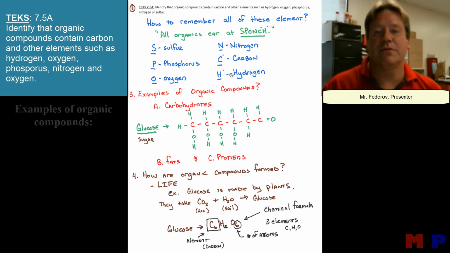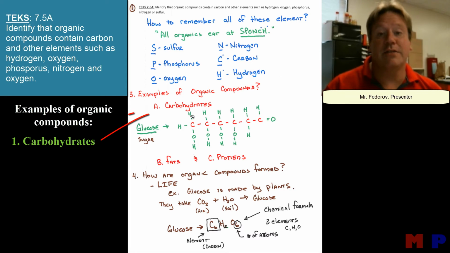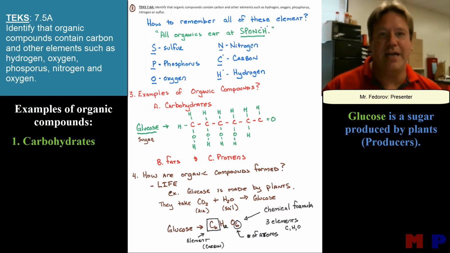So what are some examples of organic compounds? Well, the first one that we talk about is carbohydrates. Carbohydrates are sugars, essentially, and one that we're going to study a lot this year in 7th grade is glucose. Glucose is a sugar that's produced by plants, and we end up actually eating that sugar, or stealing it essentially, from the plants.